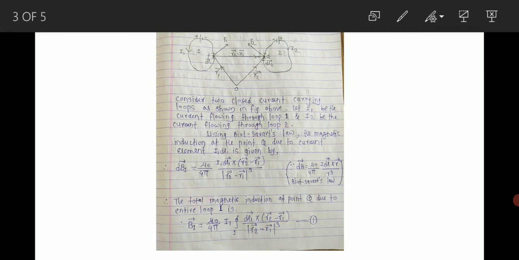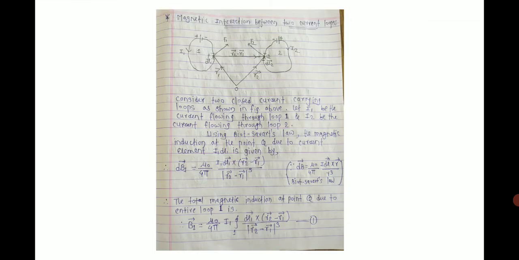Let's see the last equation: B1 equals mu naught upon 4 pi I1 integration closed loop 1, dl1 cross (r2 minus r1) divided by mod of (r2 minus r1) cube, equation number 1. This is the total magnetic induction at point Q due to the entire loop, and that dB1 is due only to that length element dl1.